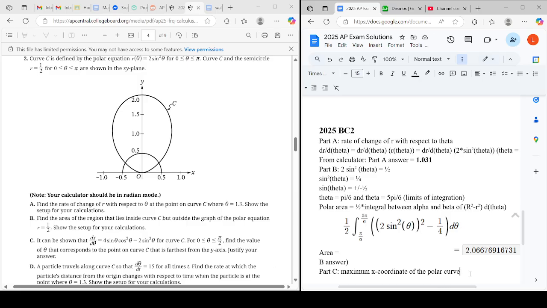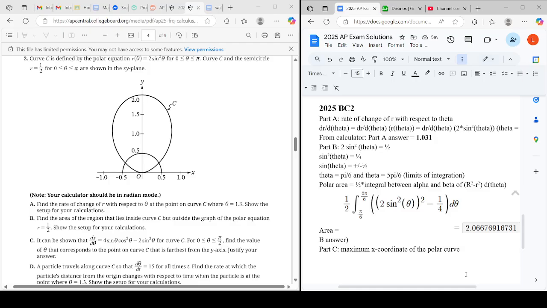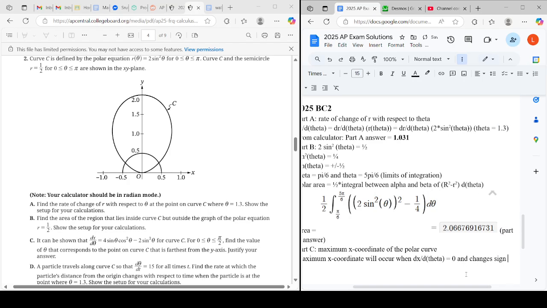So we've done a lot of function analysis questions before, and we've done way more than enough of them to know that the maximum will occur when dx over d theta equals 0 and changes sign from positive to negative. This came up on the last part of BC1 or AB1 if you're taking AB, and self-studying BC for maybe a future year, or maybe you're taking the delayed exam and want to review BC content. Who knows? I'm here to support you no matter what.